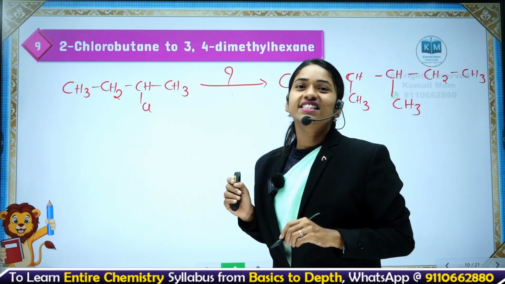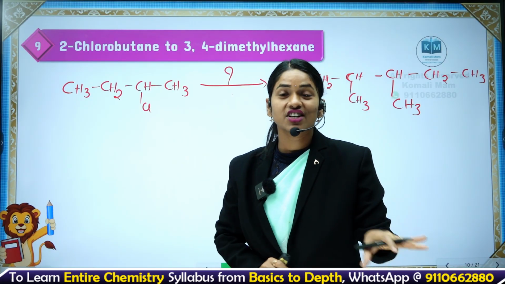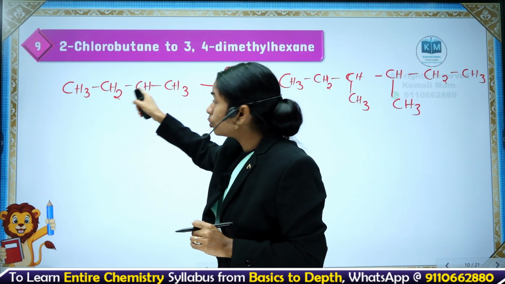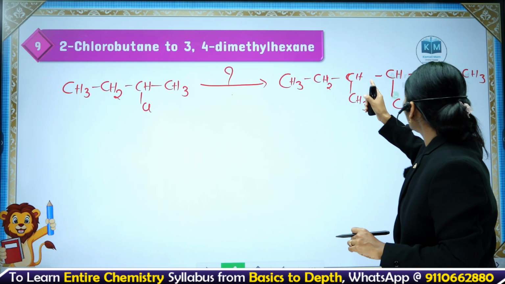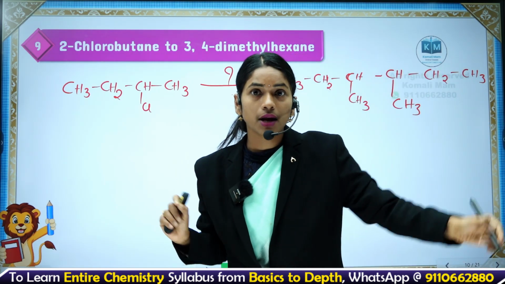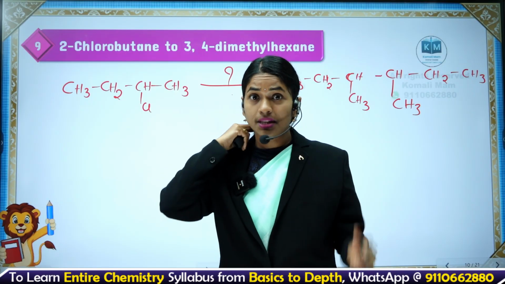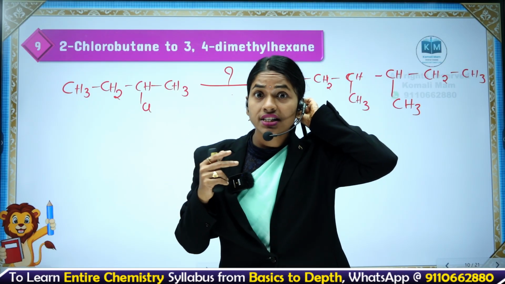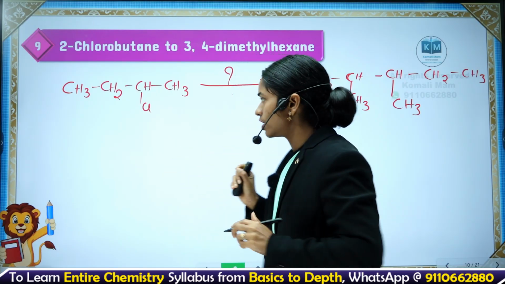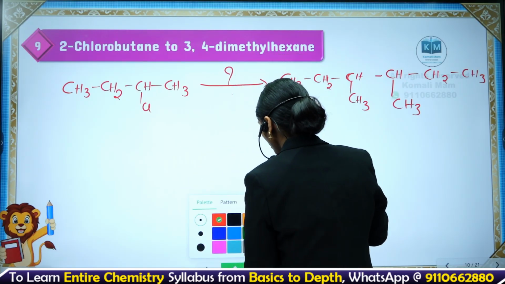Any guess what this reaction is? One of the most famous reactions, that is called the Wurtz reaction, because here the number of carbons is 1, 2, 3, 4, and here 1, 2, 3, 4, 8 carbons, exactly double the number of carbons. For an even number of carbons, what is the best reaction we will use? The Wurtz reaction is one of the best reactions to get an even number of carbons.